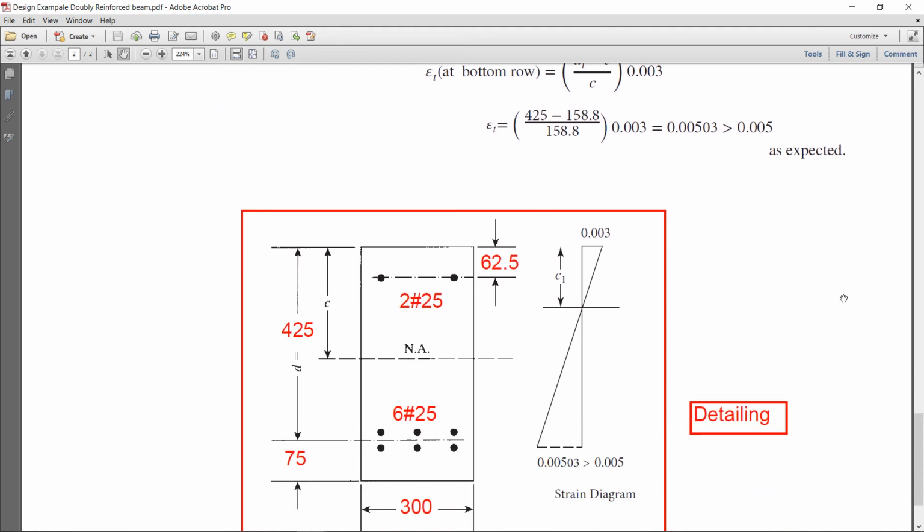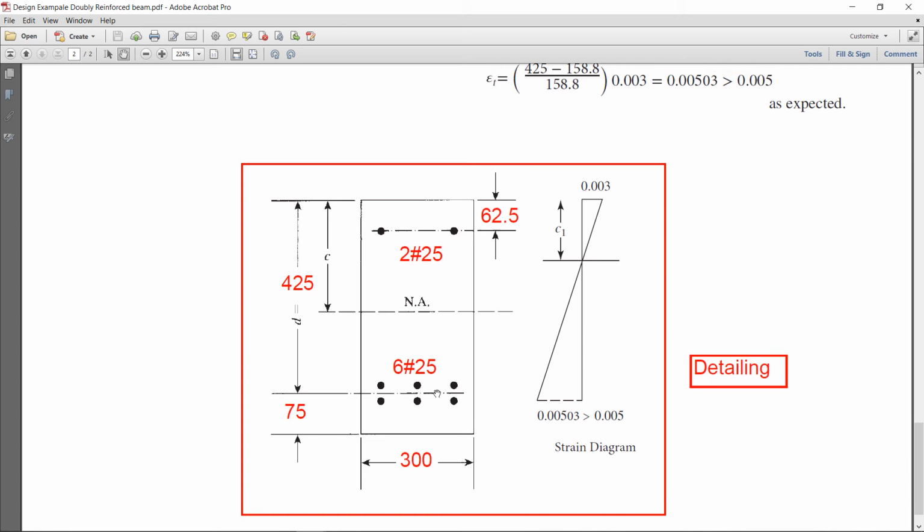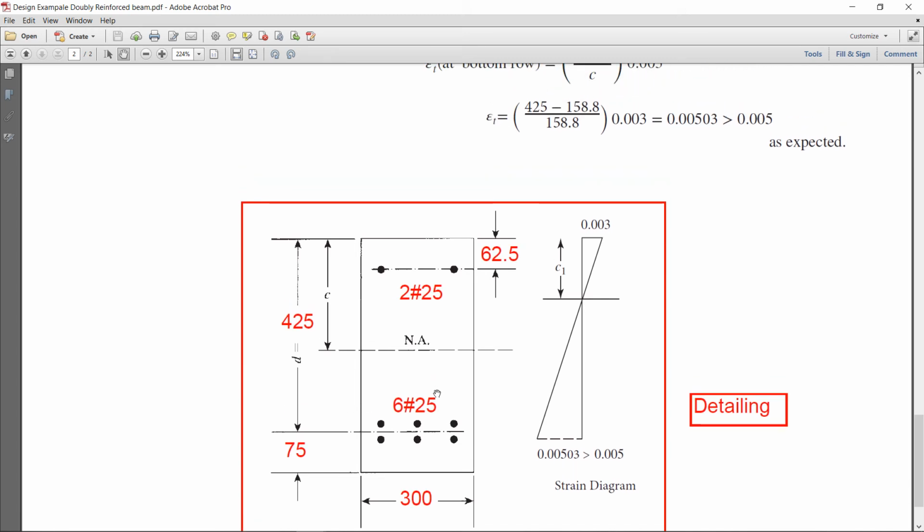So here is the final sketch of the doubly reinforced beam. Two number 25 bars for the compression steel at the top, and for the bottom steel, 6 number 25 bars. In this steel, As1 and As2 both steels are added in the bottom. So this steel will resist the applied loading, that is 405 kilonewton meter.